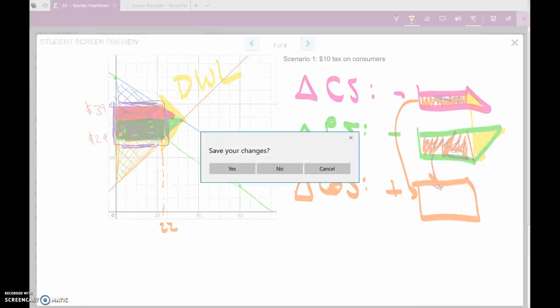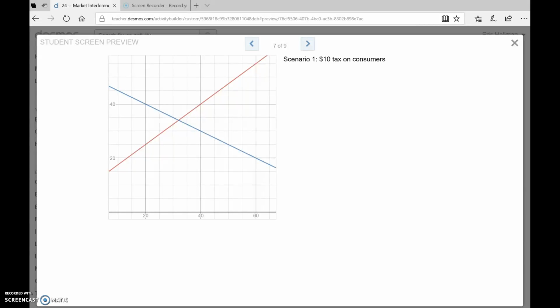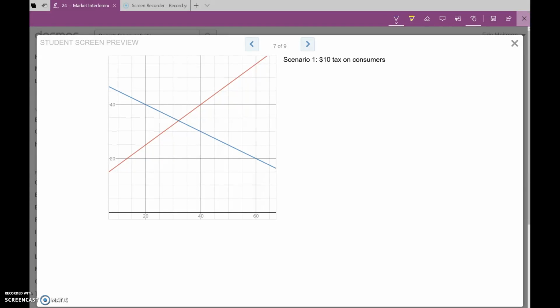Let's see what happens when we put a $10 tax on producers. This time, since we are putting the tax on producers, it will be like shifting their cost curve up by $10. So now the supply curve will look like this. The distance between the two lines vertically is $10 everywhere. So this was the original. That was the original market price.